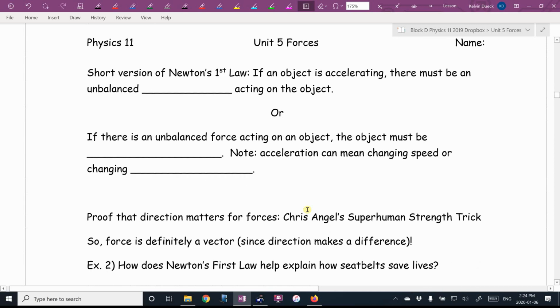So, what's the short version of Newton's first law? If an object is accelerating, there must be an unbalanced, can you fill in the blank? Acting on the object. What goes in the blank? Yep. Force. Or if there is an unbalanced force acting on an object, then the object must be accelerating. Now remember, there's two ways to accelerate. You can speed up, slow down, or you can change direction.